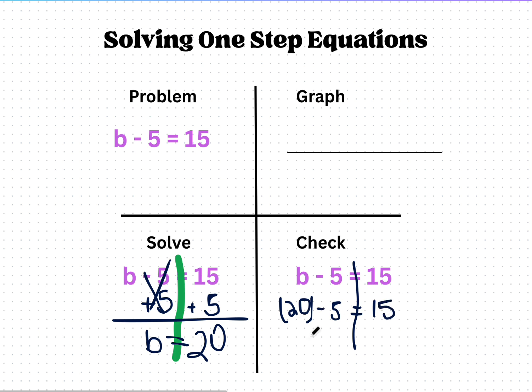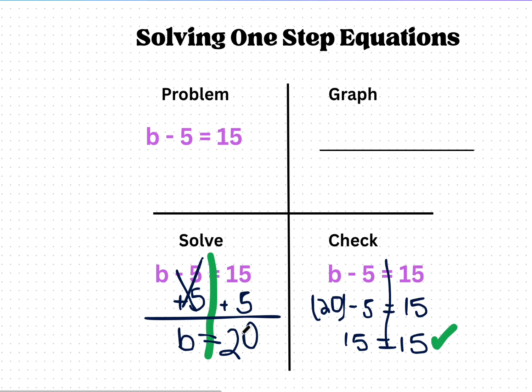So 20 minus 5 is 15 on the left side. And then all I have is 15 on the right side. So that means that my equation is balanced. So I have checked it. I know that the invader is 20. So now I have to graph that on my number line. So I'm going to put 0 in the middle, put positive 20 on the right, negative 20 on the left.